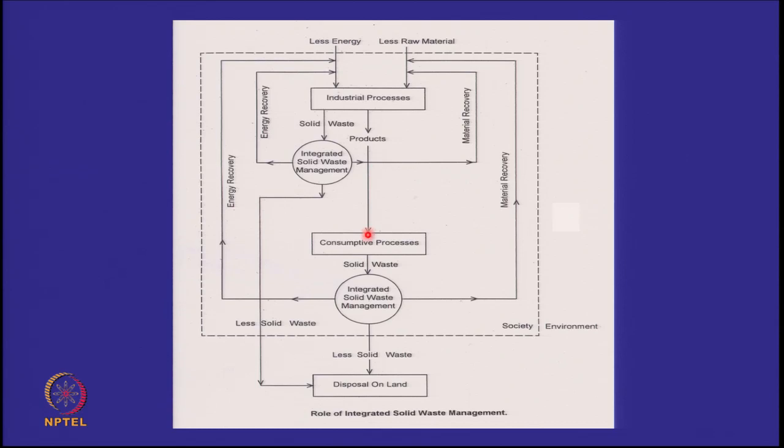Then I have the products, then I have the consumptive processes. Now here is where the municipal solid waste comes out. And here also we can apply the same principles. If I have municipal solid waste, what can I store separately? What can I recycle for the materials? And what can I recycle for energy recovery such that less energy and less materials? So we get less solid waste to dispose on land. The size of the landfill becomes less, and we have less energy to be taken from the environment.